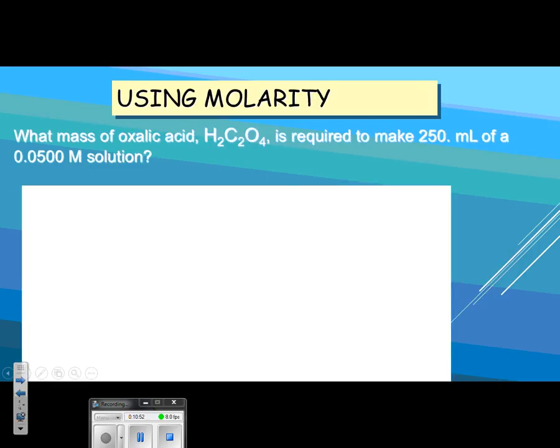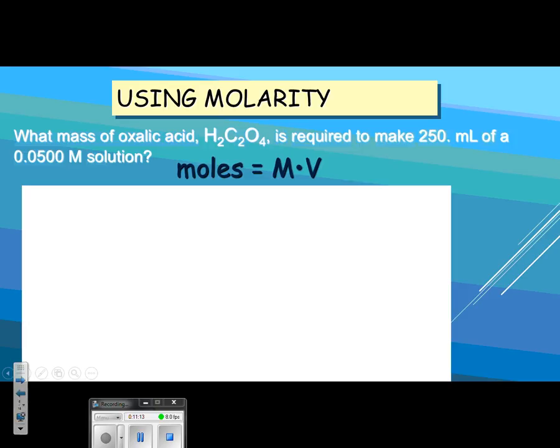So what mass of oxalic acid, and this is oxalic acid, is required to make 250 milliliters of a 0.5 molar solution? So I've got to rearrange stuff here. Now I want to find out mass. This is what they do in the hospitals when they ask for a certain molarity, or they're usually asking for a certain percentage, and we'll get to that later.